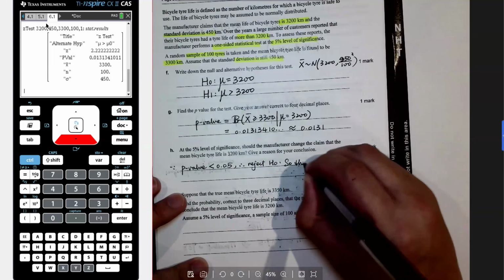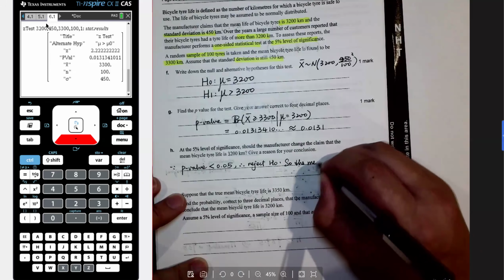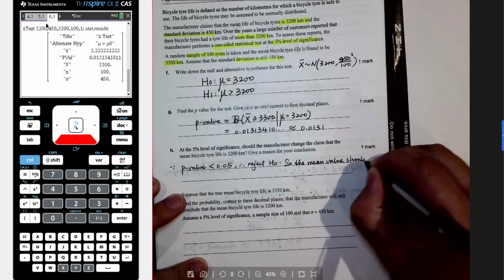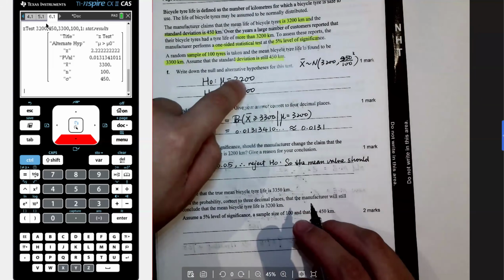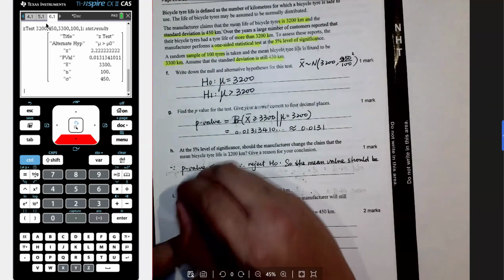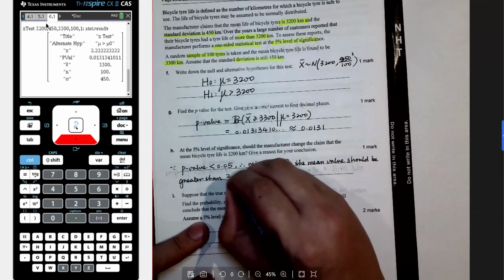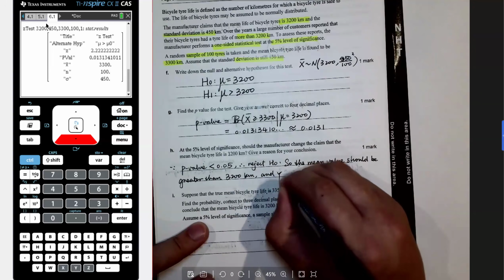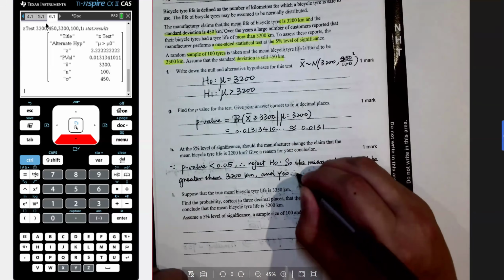So the mean value, because we reject H naught, mean value should not be 3,200. It should be greater than 3,200 kilometers. And yes, the manufacturer should change the claim.